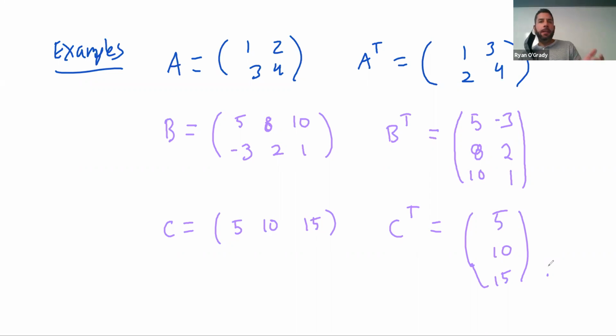Another way to think about this is you take the rows of A and write them as columns. It's another way to think about it, if you want to describe it in English. Any questions about this?